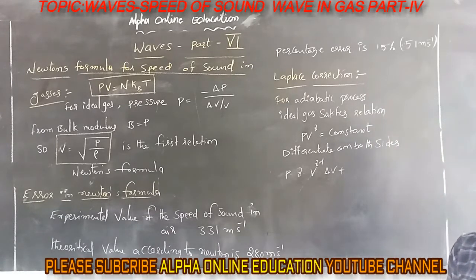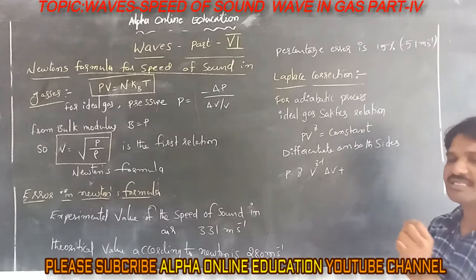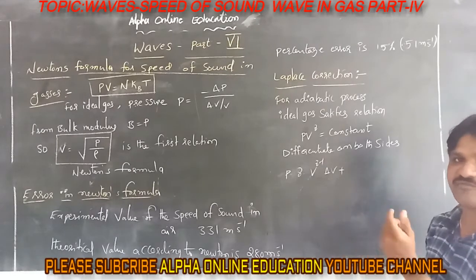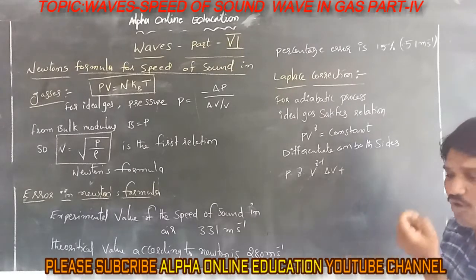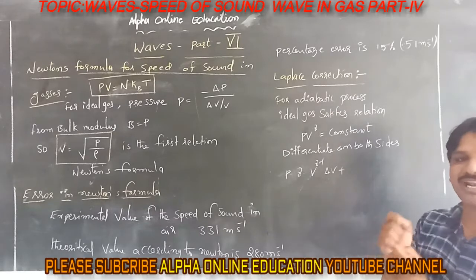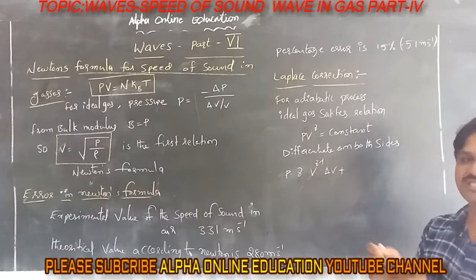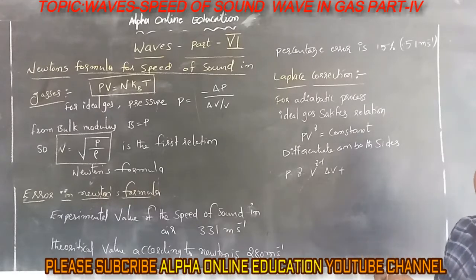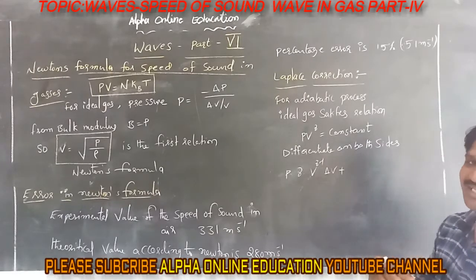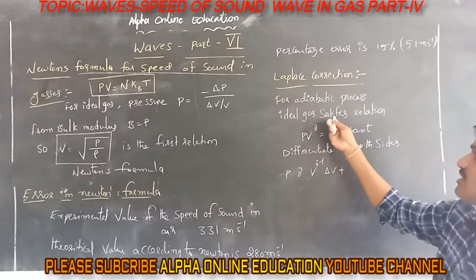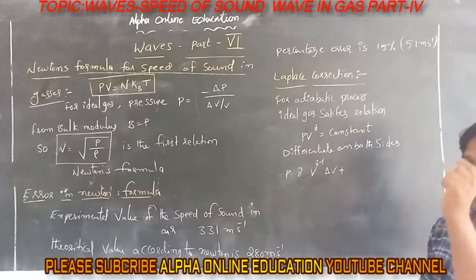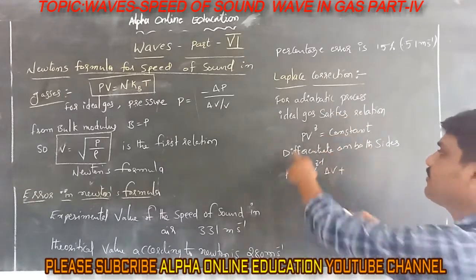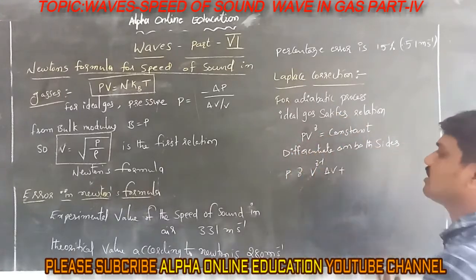In the adiabatic process, the temperature does not remain constant, because the speed of the wave is very fast. In that small interval of time, heat cannot be exchanged with the surroundings, so the temperature changes. The ideal gas condition is satisfied, and from the adiabatic concept we have the relation P V power gamma is equal to constant.